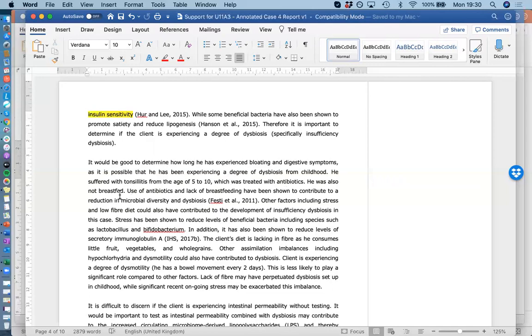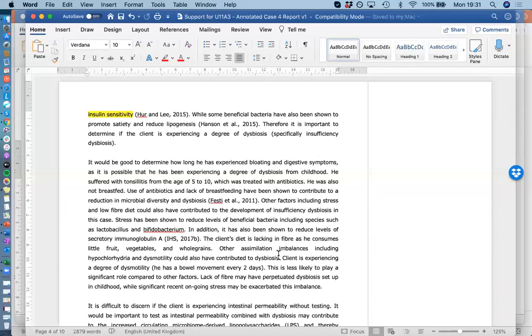So ironically, some of the factors are kind of similar in this case to the ones you're writing. But anyway, use of antibiotics and lack of breastfeeding have been shown to contribute to a reduction in microbial diversity and dysbiosis. Other factors, including stress and low fiber, could also have played a role. And this is a bit of a mechanism as to how stress can play a role. And then we just outline here, the client's diet is lacking fruit fiber as he consumes little fruit, vegetables, and whole grains. And we also know that he's stressed as well from other discussion earlier on.